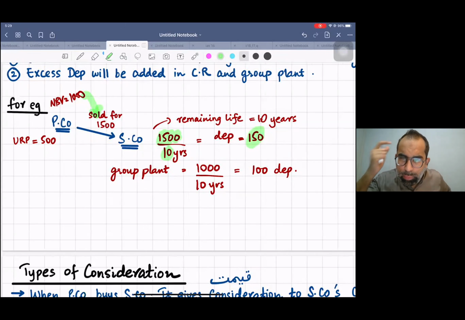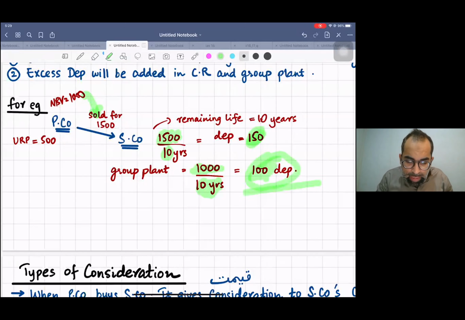But just think over it. From the group point of view, this is not a sale. This is an inside transaction. So from the group point of view, this asset must have been recorded at 1000, so it should have been depreciated using the same 1000 amount, and 1000 divided by 10 is 100. So now let's compare. S company has booked depreciation of 150, and from the group point of view it should only be 100.